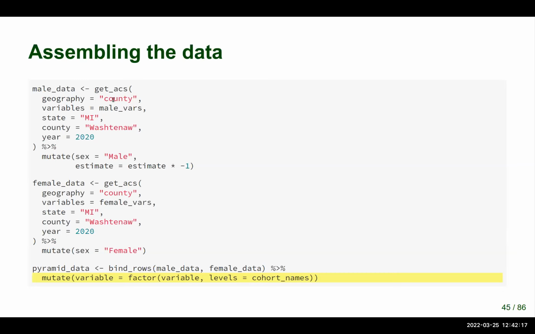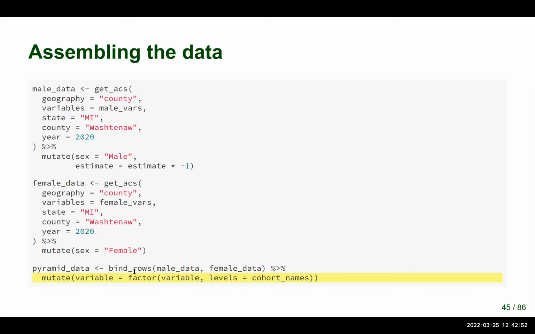For my male data, I'm saying geography equals county. I want Washtenaw County, Michigan, which is where the University of Michigan in Ann Arbor is located. And I'm getting my male variables for the 2016 to 2020 ACS. I'm then creating a new sex column with mutate. And notably, I am multiplying my ACS estimate by -1. Why would I do that? I'll explain that in just a moment. I then do the same for females, but I don't multiply the estimate by -1.